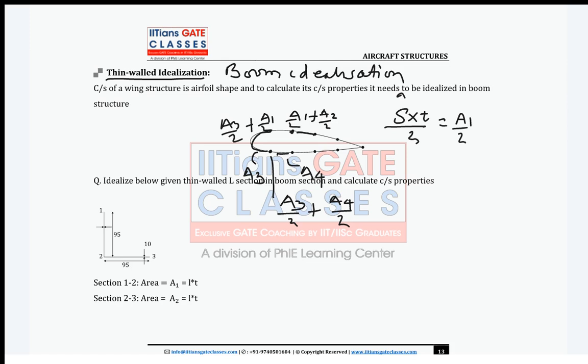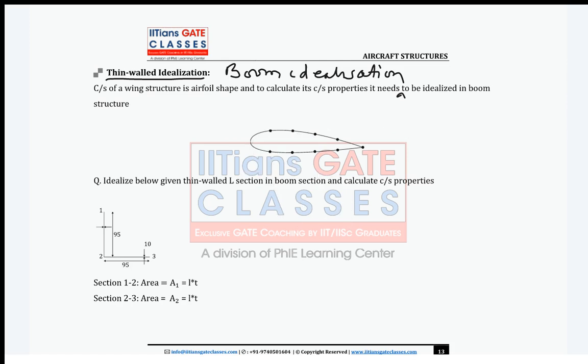Now again we will do what? We will take our L section and we will see how idealization can be done. So my thin walled L section is the same. Clear guys? The dimensions are same, 95, 95, and thickness is 10. Now guys, here I assume this is 1 to 2, 2 to 3. So my section 1 is 1 to 2, and my section 2 is 2 to 3. Clear everybody?